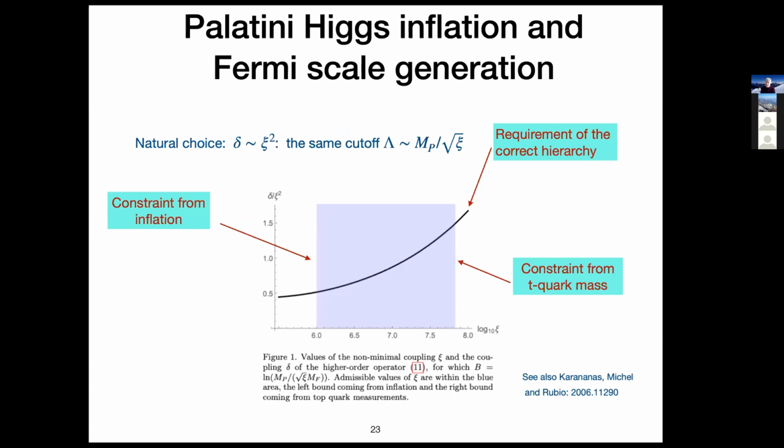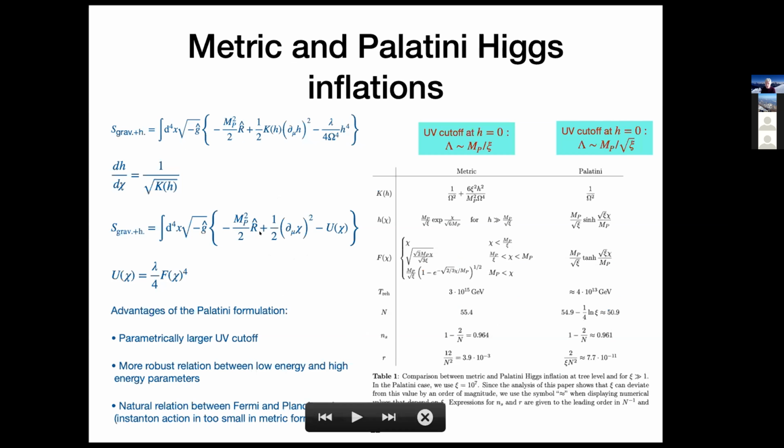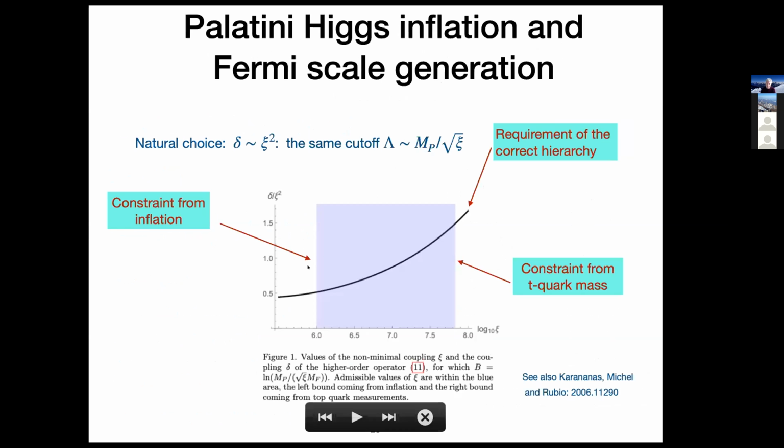Okay, and so this analysis, I show again this picture. So on this axis, the bound on parameter xi comes from inflation. Okay, so it's basically COBE normalization, which fixes xi for you in the case of Palatini, and this happens to be that xi should be greater than 10 to the 6.